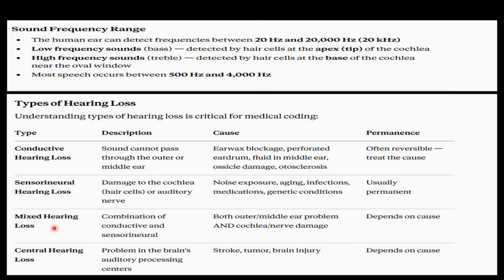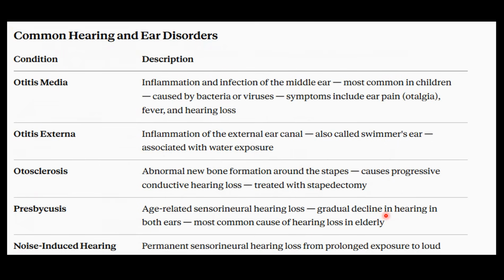Then we have mixed hearing loss, which is a combination of conductive and sensorineural, both outer and middle ear problems and cochlear nerve damage. So it depends on the cause whether it is fixable or not. Then we have central hearing loss, which is a problem in the brain's auditory processing center: stroke, tumor, brain injury, depending on the cause. Okay, so this is just an overview of all kinds of hearing loss. As a medical coder, you should know about these things and also the disorders. So let's talk about disorders also.